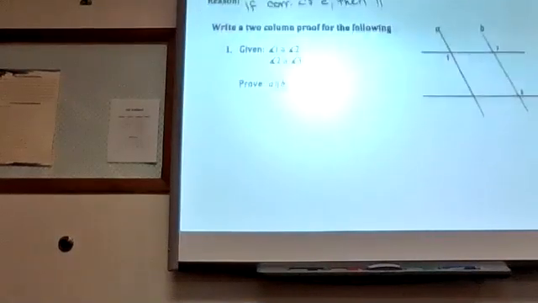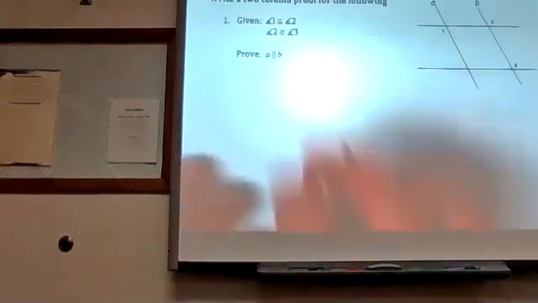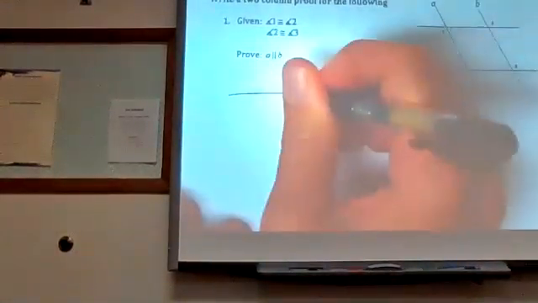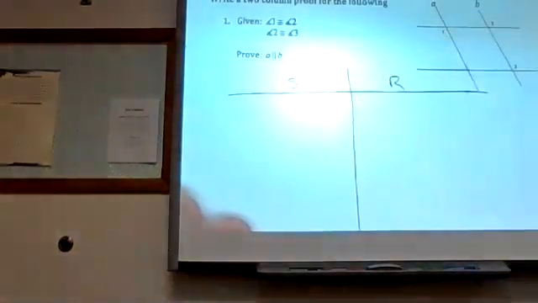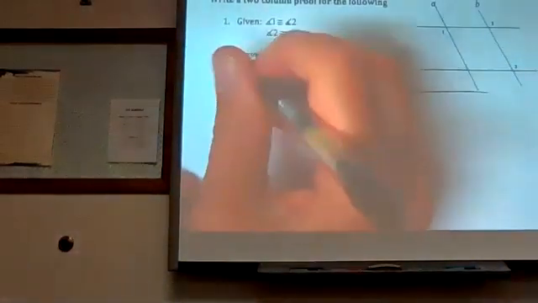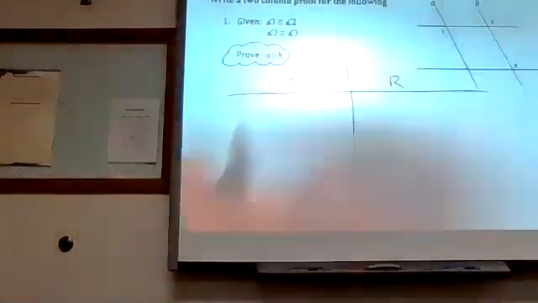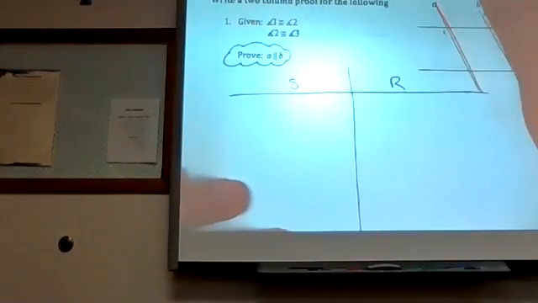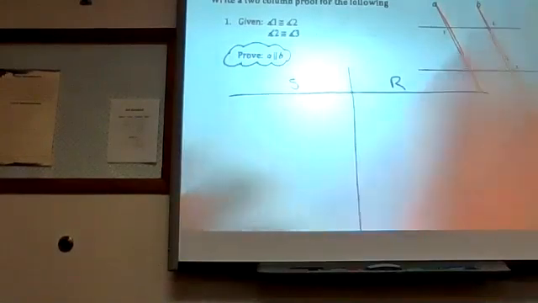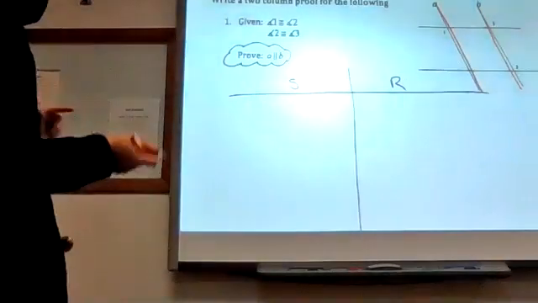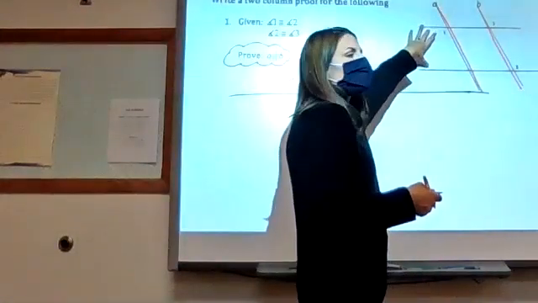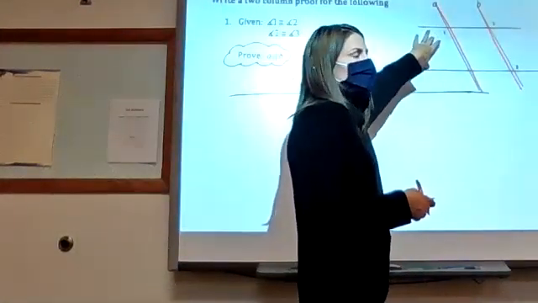So we're going to do a proof together. So you want to draw your two columns, statements and reasons. What it wants us to prove is that A is parallel to B. So here's A and here's B. What you don't want to do is get confused looking at these proofs and think I'm looking for a relationship between these two lines. That would be an easy mistake to make.